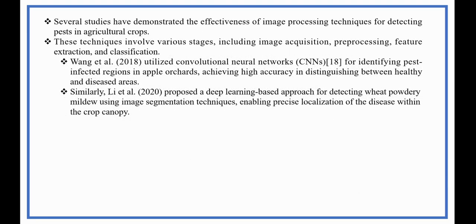Several studies have demonstrated success in pest detection using image processing. For instance, Bang et al. used convolutional neural networks to identify infected apple leaves. Lee et al. proposed a deep learning based approach for wheat disease segmentation.